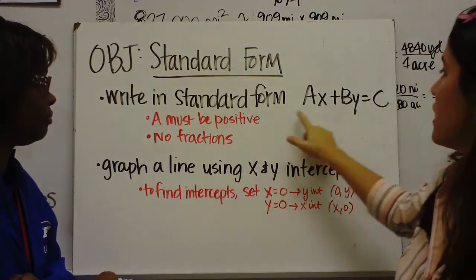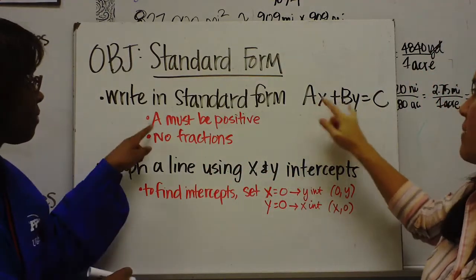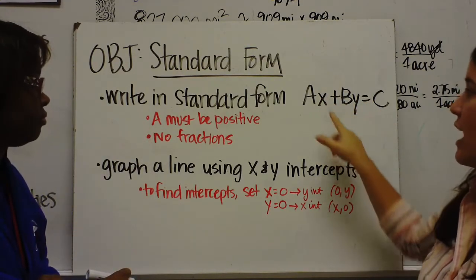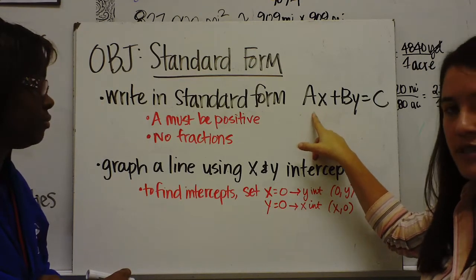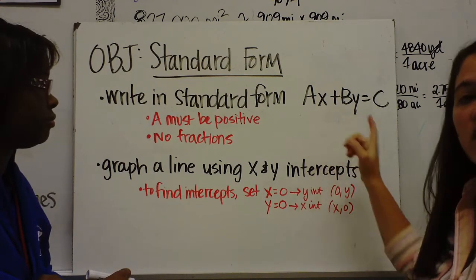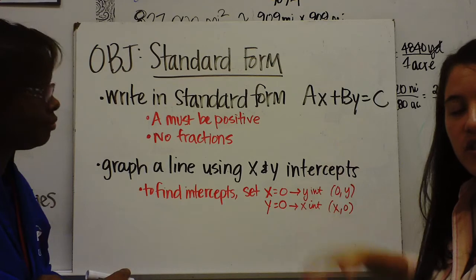So standard form looks like this: ax plus by equals c. A, b, and c are numbers. X and y are going to be your variables. A must be a positive value. When an equation is written in standard form, you will never start off with a negative a value. And you cannot have any fractions when your equation is in standard form.